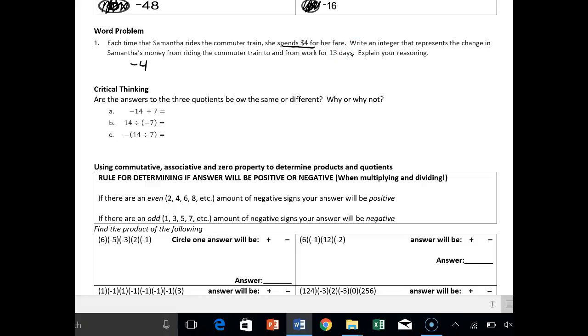First, you have to think she's riding this train twice every day, right, to and from work. All right, and then we say, all right, she's done it for 13 days, right? So this takes care of how much it costs to get on the train. This takes care of to and from work, and this takes care of how many days that's going to happen. So first of all, our answer is going to be negative. Why? Because she's spending $4 every single time, so it's going to be negative. And then we can use, all right, 4 times 2, that's -8 times 13.